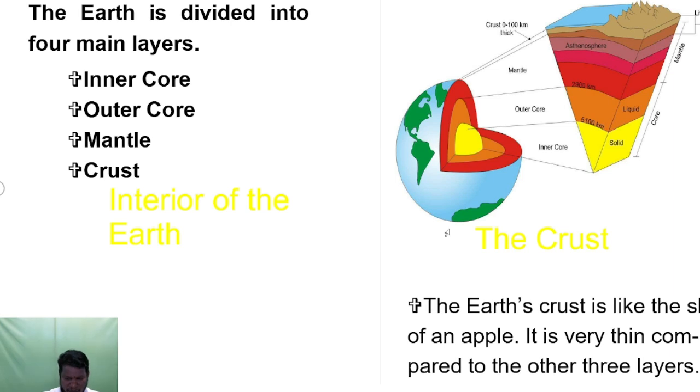The diagram shows the Earth's crust is like the skin of an apple. So the Earth's crust is what you see with the eye, the shape of the Earth, like the skin of an apple. It is very thin compared to the other three layers.